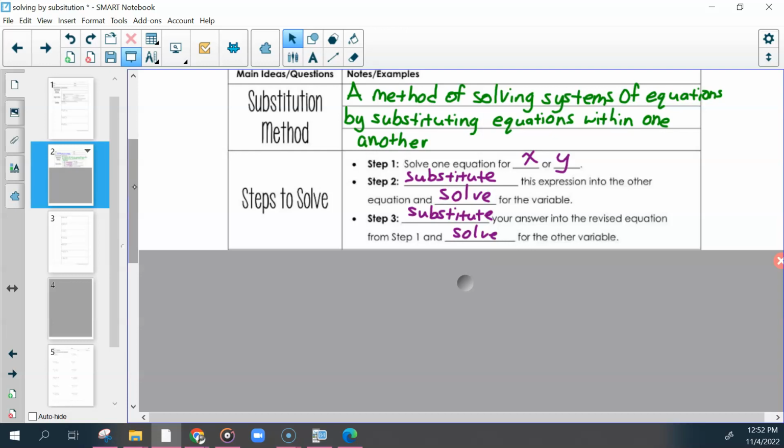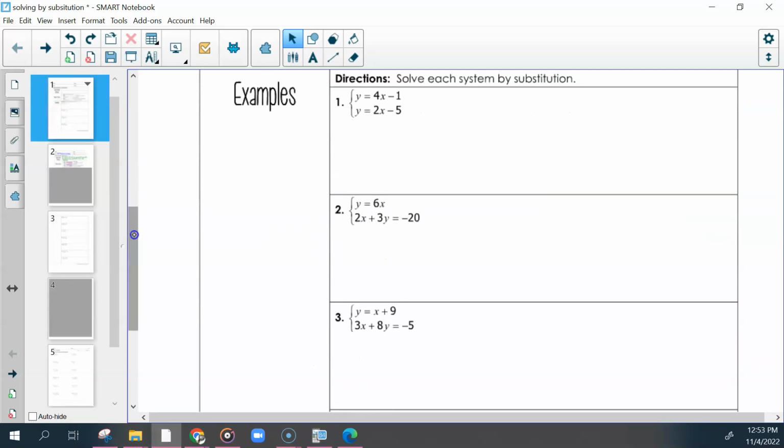Anyone still need this? Okay. Let's do some of these problems, starting with number 1. First, you need to get in the habit of asking yourself, is one of these equations already solved for y or x?